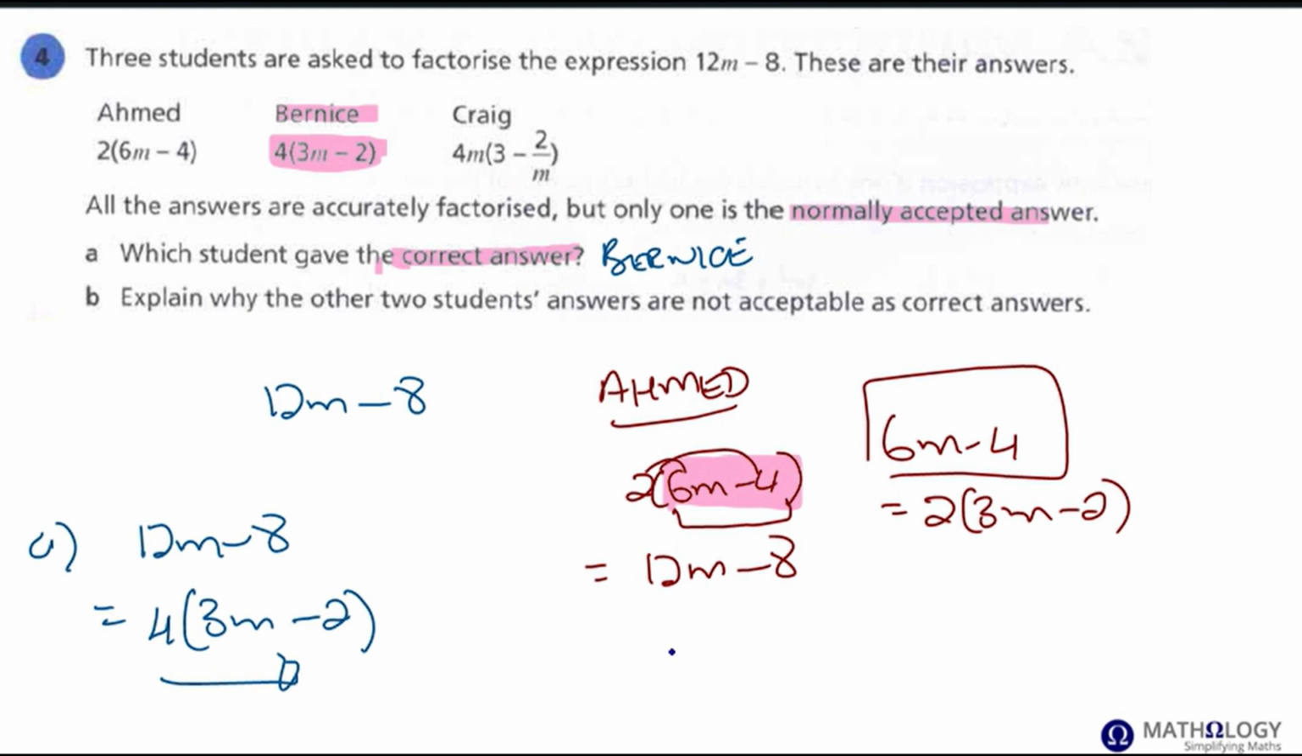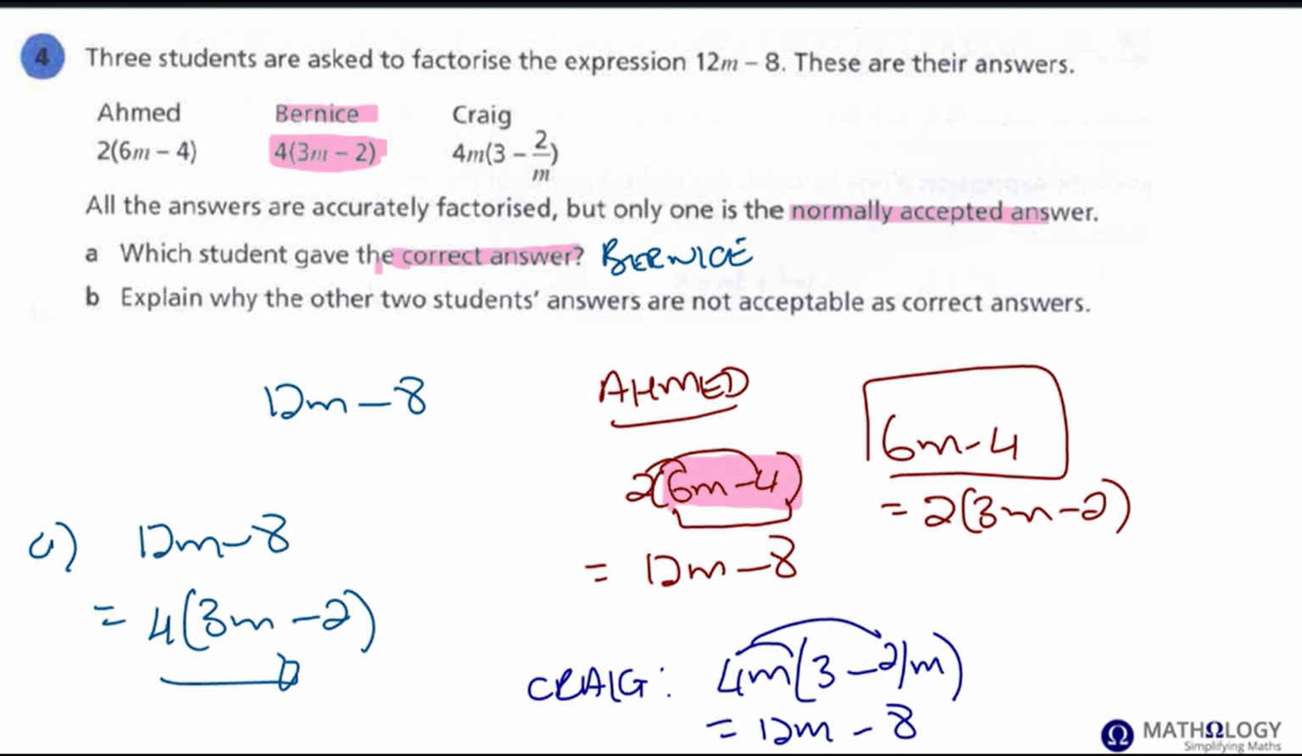If we look at Craig's answer, 4m times 3 minus 2 over m. If we multiply, 4m times 3 is 12m, minus 4 times 2 is 8, and then m divided by m equals 1. So there's nothing wrong. Multiplying back in does give us the expression that we started off with. But his answer is not correct because we do not generally have fractions inside a factorized bracket.